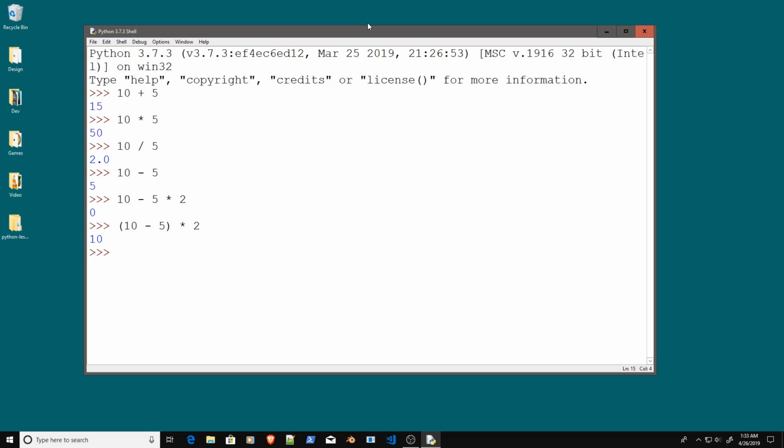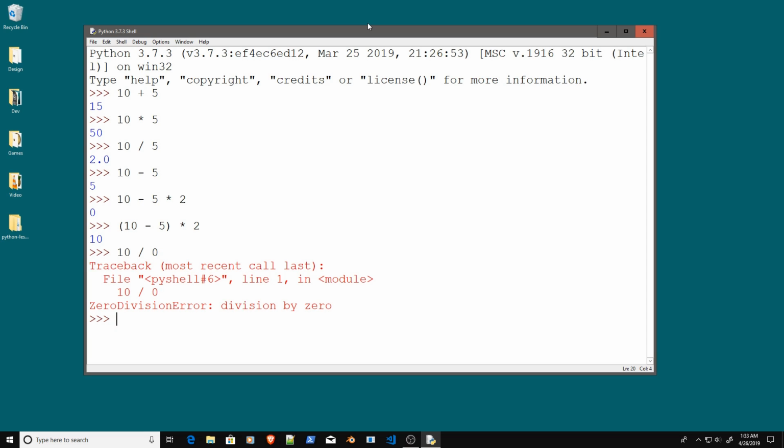There we go, 10. We'll even get a nice error, or we should, if we try to say 10 divided by 0, and a lot of red. A lot of red normally means bad. So let's start reading this. Traceback. Traceback basically means it's going to recall what led to this error.